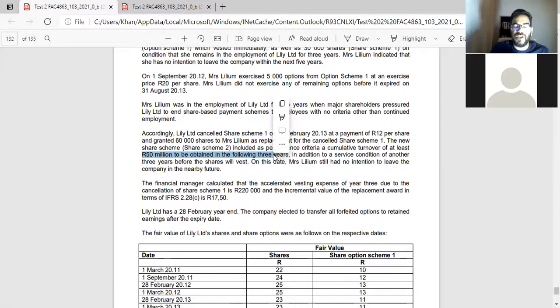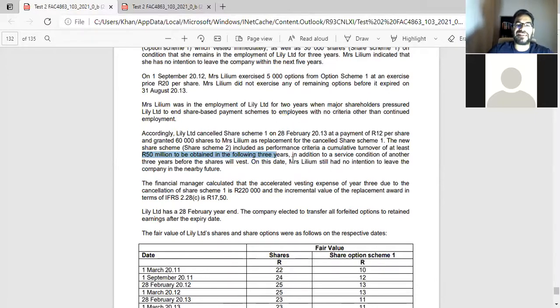So that means you need to be in employment for 3 years. She will probably have to be there up until it vests, and we have to have a look in terms of the 50 million Rand. So say in addition to a service condition of another 3 years before the shares will vest. On this date, Ms. Lilliam still had no intention to leave the company. Okay, so we are happy with that.